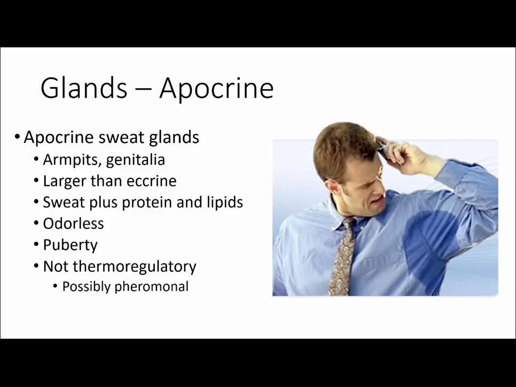These glands are larger than eccrine sweat glands, but they're still considered merocrine sweat glands, so the products are still secreted via exocytosis. The sweat from these glands is also a hypofiltrate from blood, so it's mainly water with a little bit of salt. But in addition to that, we're also going to find proteins and lipids in the sweat from these glands.